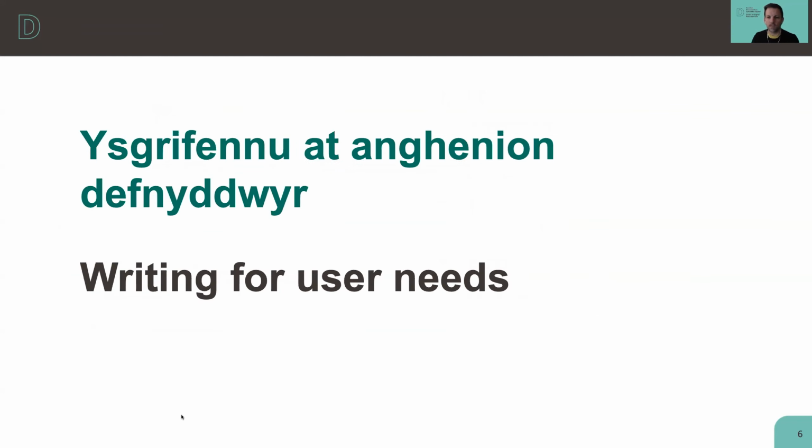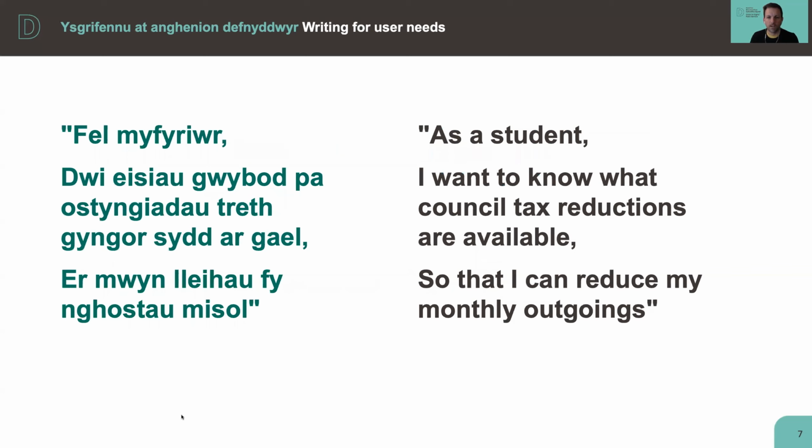Writing for user needs. You should always design content for a user need. This always makes sure that the content has a purpose and that it solves a problem for your users. So here's one user need example here. So user needs are often conveyed, once they're identified, they're conveyed as user stories. And here's an example of that user story.